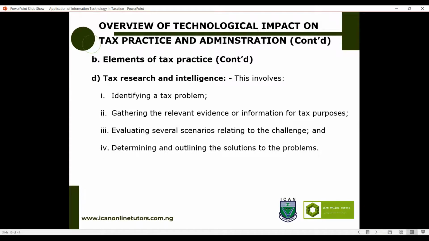At the conclusion of the desk audit review, field audit review, or tax investigation, the tax authority may request such documents. For instance, for company ABC that has 4 times expenses of its gross profit, the tax authority may call for source documents, that is supporting documents, to know whether all of these transactions are wholly, reasonably, exclusively, and necessarily incurred. They equally assist in evaluating several scenarios relating to the challenge.